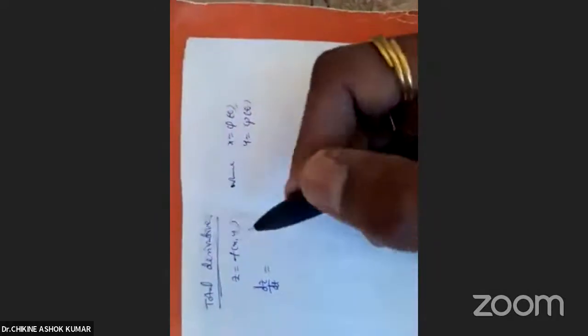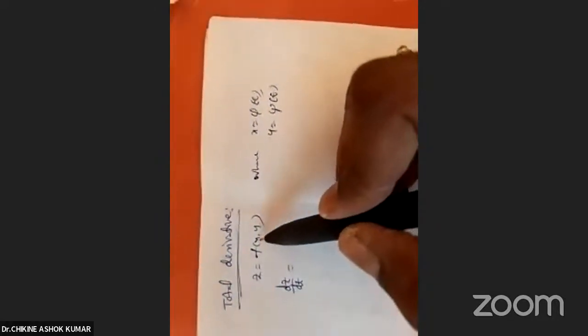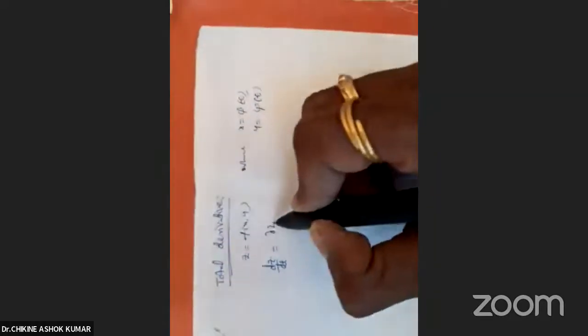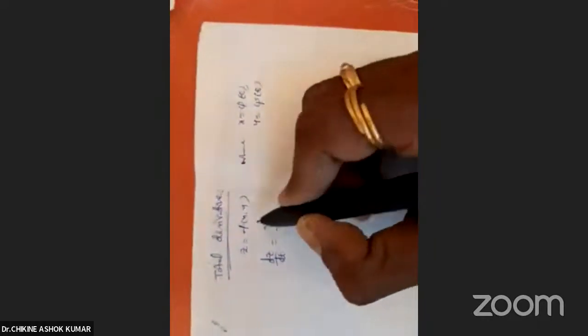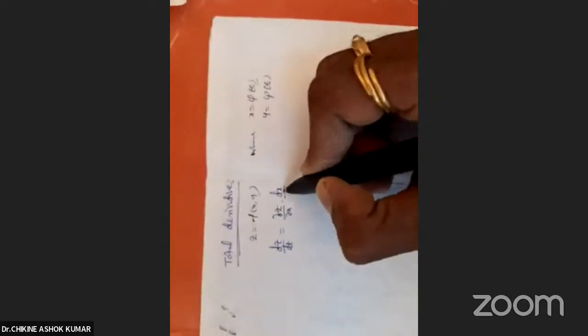Okay, dz by dt. Actually here there are no t terms. z is a function of x, y, but x is a function of t, y is a function of t. For these kinds of problems, how are we going to find dz by dt? Let us see. dz by dt is given by dou z by dou x, first x to z, then for x it is dx by dt.